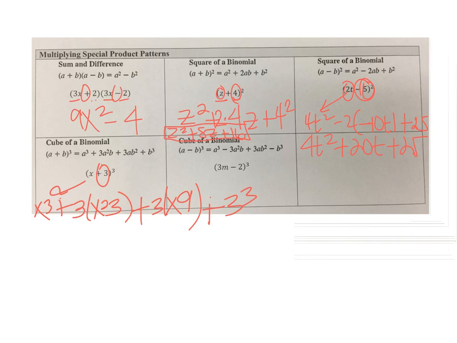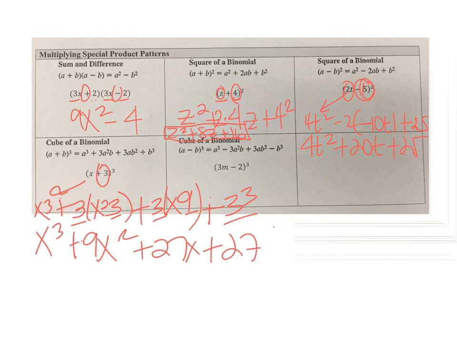All right, so our final answer would be x cubed plus 3 times 3 is 9, 9x squared, plus 3 times 9, which is 27, plus 27x, plus 3 to the third. 3 times 3 is 9, times another 3 is 27, and that would be the written out version.